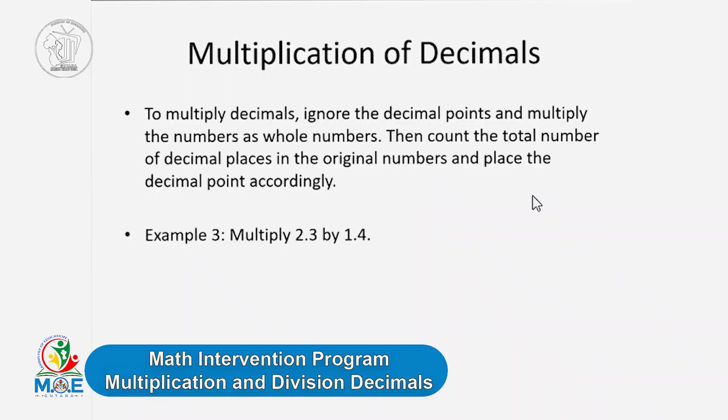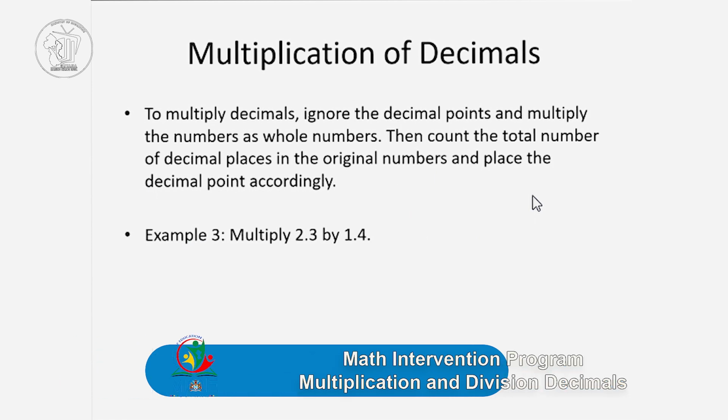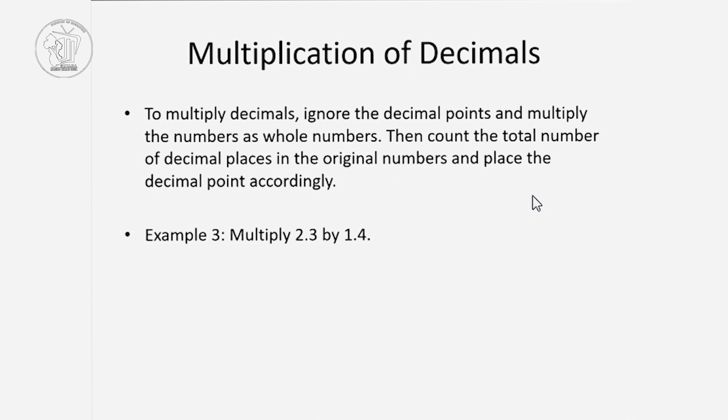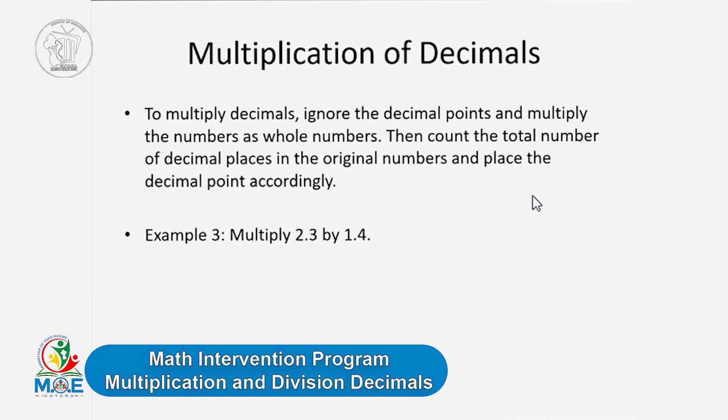So to multiply decimals, we ignore the decimal point. We move the decimal point to the end of the number and turn all of the decimals into whole numbers. And then we multiply as normal whole numbers. And then at the end of the multiplication process, when we get our answer, we count how many times we moved the decimal point in both numbers. And then we move it back into the decimal. And that will give you the answer.